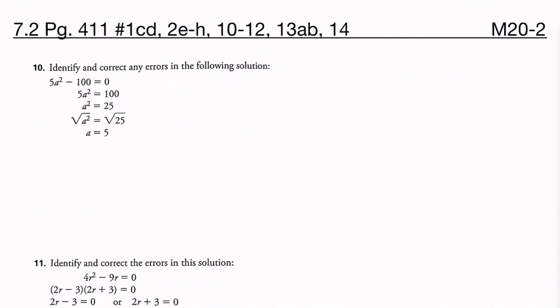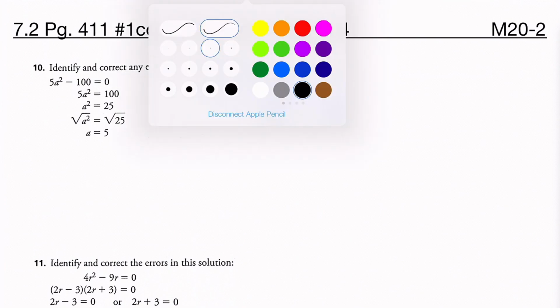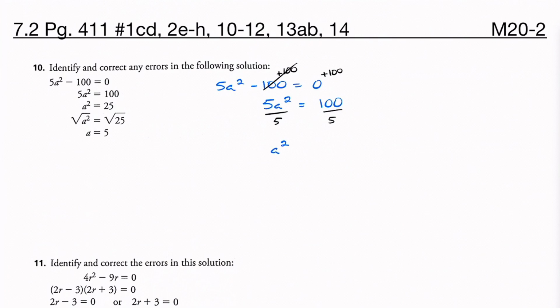So let's start out with the equation. Okay, then we're going to add 100 to both sides. So the 100 goes away because we're trying to isolate this variable to get it by itself. So we have that. Then we can divide both sides by 5. And we get a squared equals 100 divided by 5, that is 20. So we did not get 25.